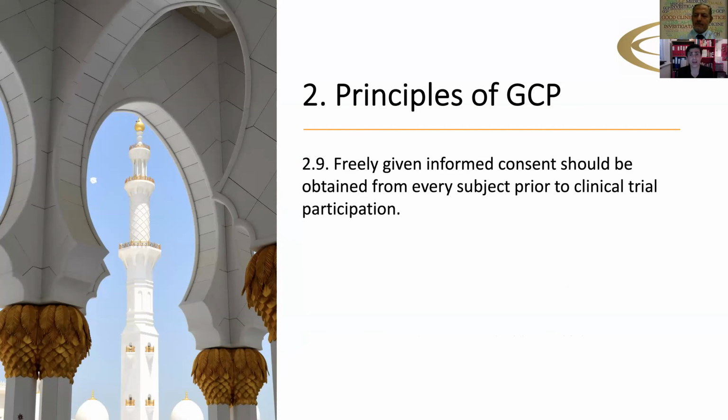The next point is that freely given informed consent should be obtained from every subject prior to clinical trial participation. If you go back, this was the first bullet point in the Nuremberg Code, freely given informed consent. This is a very, very sensitive, very critical aspect, because now you're protecting the rights of the subject. Every subject has to have the autonomy to decide whether or not to participate in a research. This is extremely important, and I shall be doing a webinar purely on informed consent: how should informed consent be taken, how should it be documented, and what is the process. So informed consent is critical. This is fundamental to doing research.